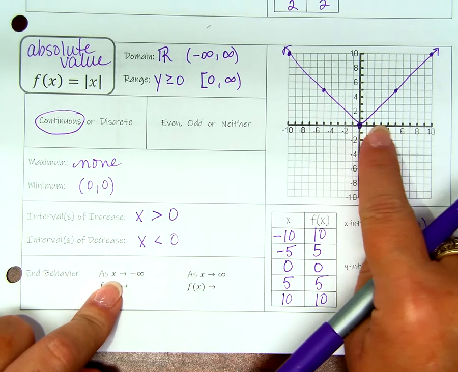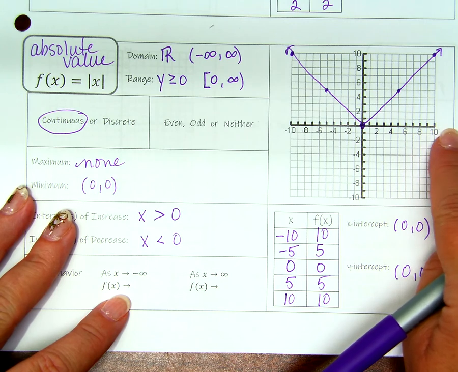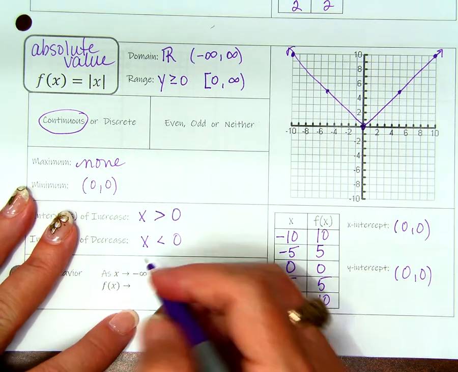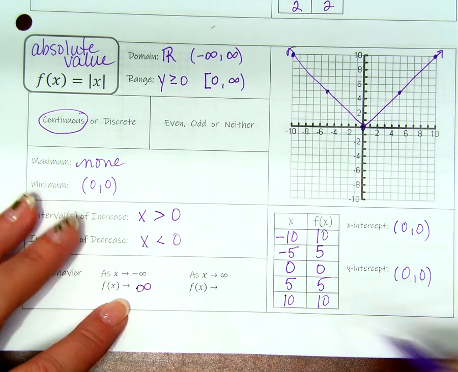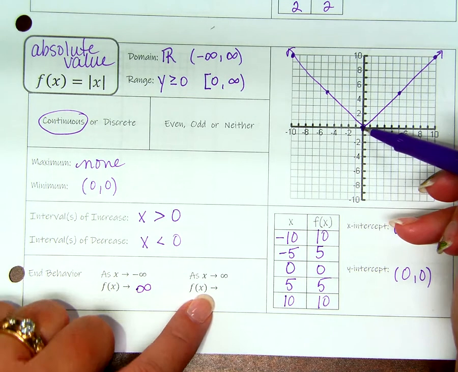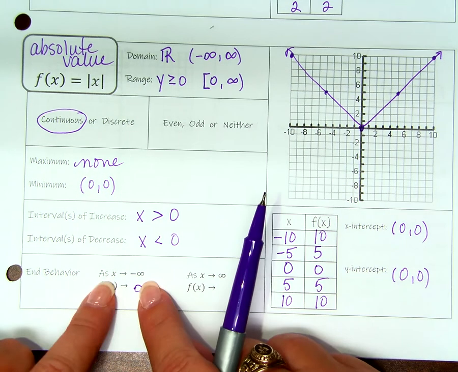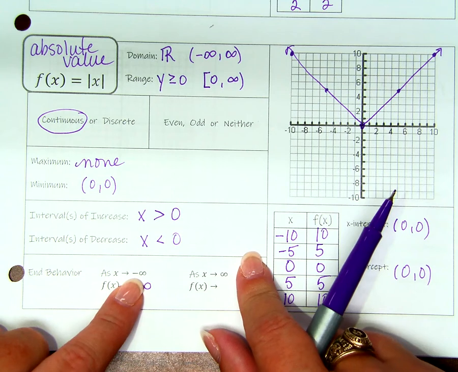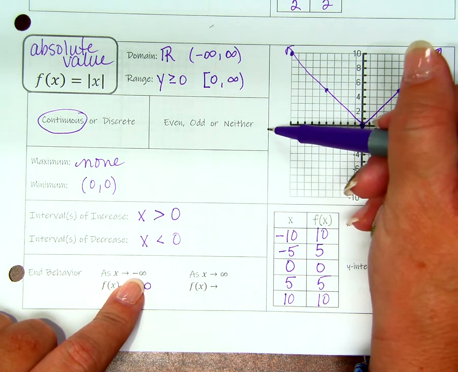Okay, end behavior. As x is increasing, as we're moving to the right, what's happening to the y's? It's increasing as well. Okay, so what do we write here? Infinity. As x is, can I start again? I just said the wrong thing. It's not a wrong answer. Okay, as x is going to the left, so if we're going this way, what's happening to the y's?